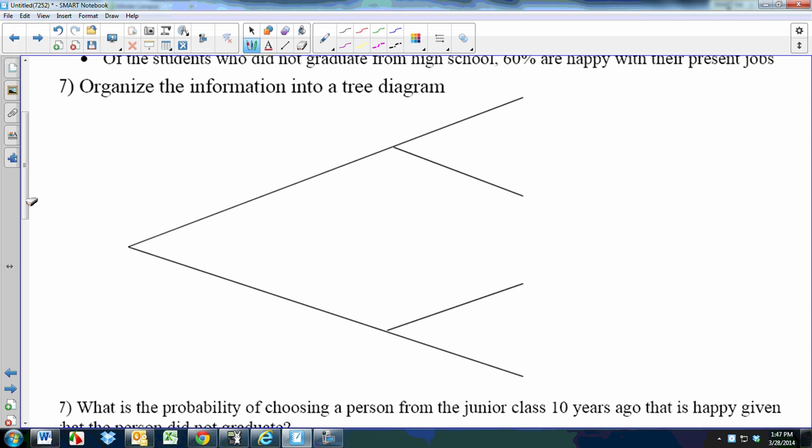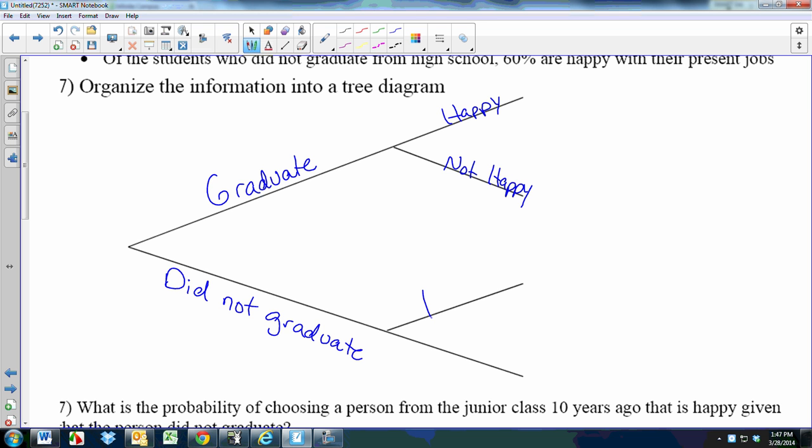So the first thing, you've got graduates and you've got did not graduate. You've got happy and not happy. If you let one leg of the tree represent graduates, then there are some graduates who are happy and some that are not happy. It would then make sense to label the other leg did not graduate. And of those, there are some that are happy and some that are not.